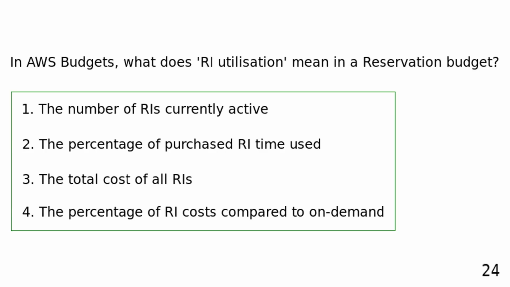In AWS Budgets, what does RI utilization mean in a reservation budget? The number of RIs currently active. The percentage of purchased RI time used. The total cost of all RIs. The percentage of RI costs compared to on-demand.